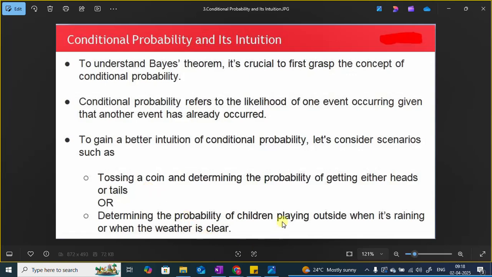Generally, every day children may play. That's fine. But I'm trying to find the probability of children playing outside when it is raining. I'm giving a condition. Or maybe trying to find the probability of children playing outside when the weather is clear, meaning it's not raining. Based upon that condition only, you have to find the conditional probability.